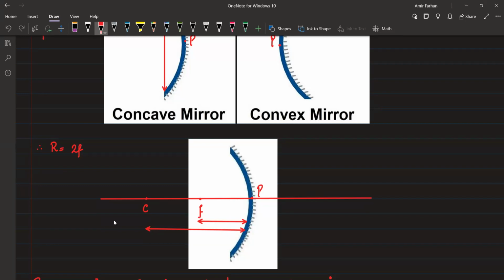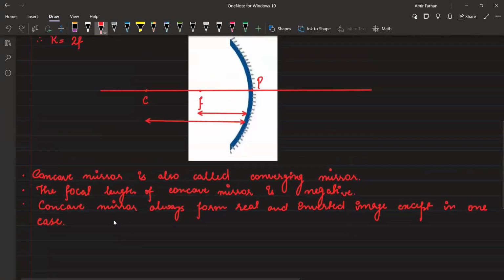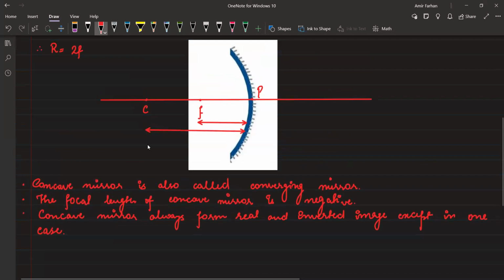So focal length is small f, and from P to C is your radius, the center of curvature distance. Clear? Center of curvature means the center of the spherical mirror. So the distance from the center to the circumference of any spherical object is nothing but the radius. Yes or no?